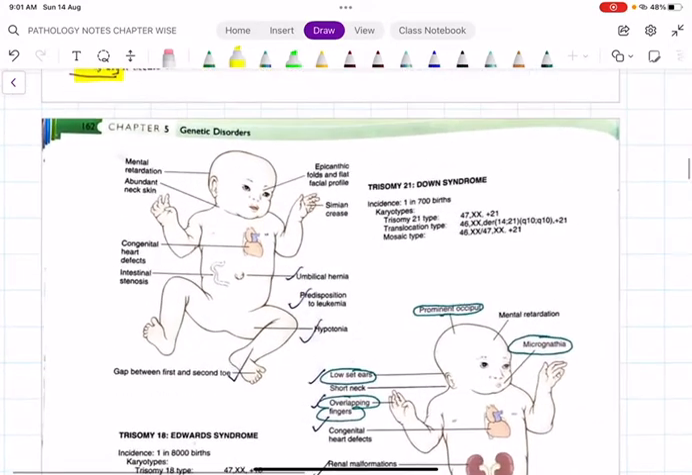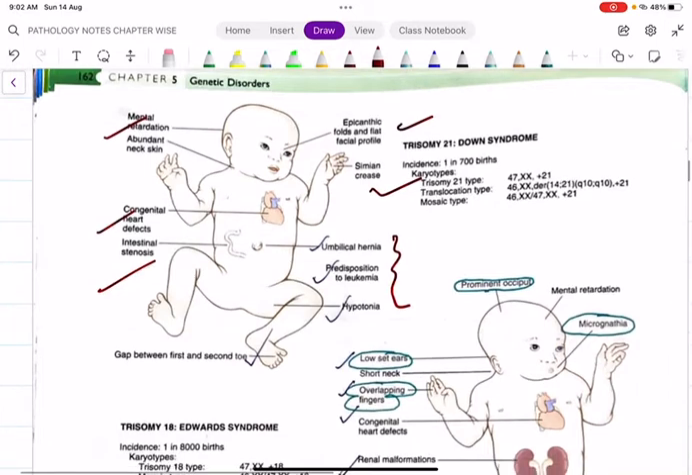These are the clinical features of Down syndrome. You will have mental retardation. All this you have to learn by heart: epicanthic folds, simian crease, mental retardation, congenital heart defects, intestinal stenosis, umbilical hernia, predisposition to leukemia and hypotonia. And the most common type of leukemia we get is ALL. ALL is the most common type of leukemia in Down syndrome.